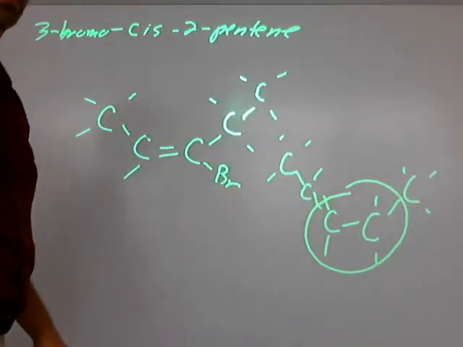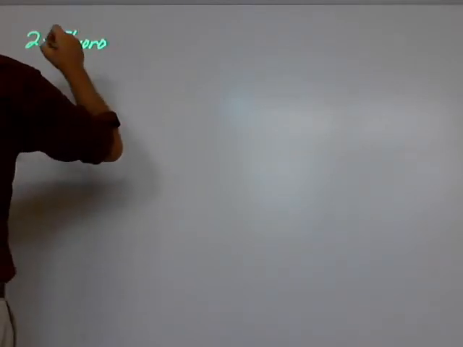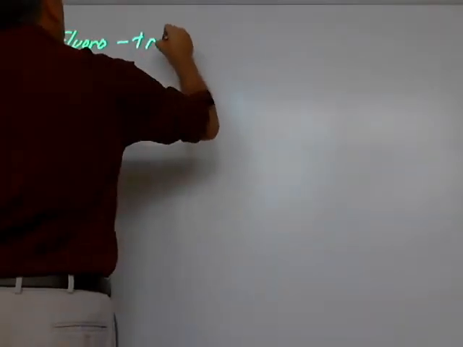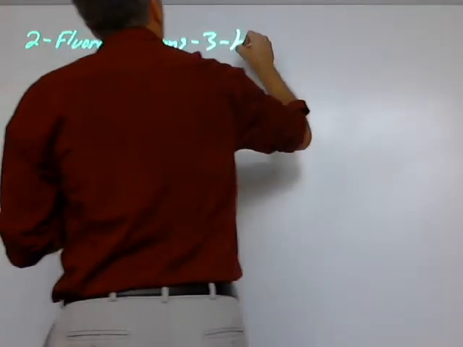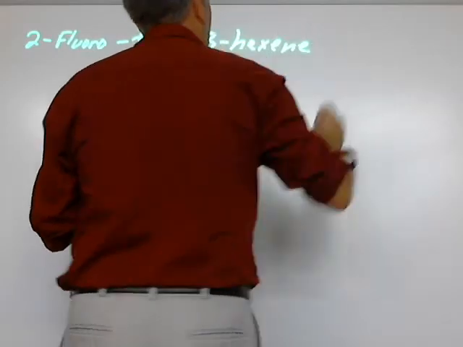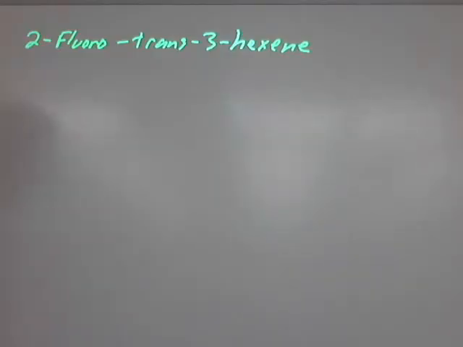Let's try one more drawing, and then hopefully you'll be able to get this one right. Although this is a little bit bigger, so we'll see. Try drawing this guy: 2-fluoro, trans-3-hexene. It's not that much bigger, actually, I just realized.